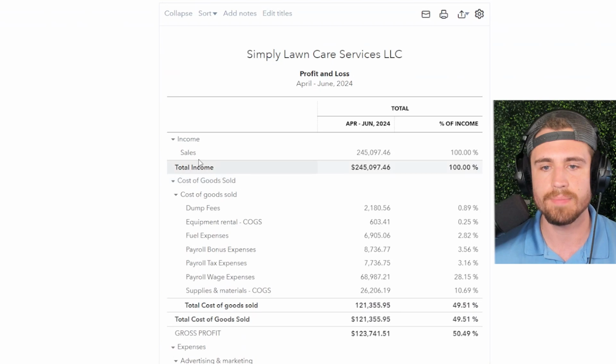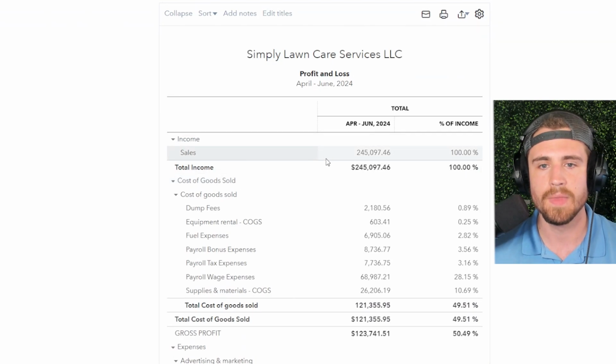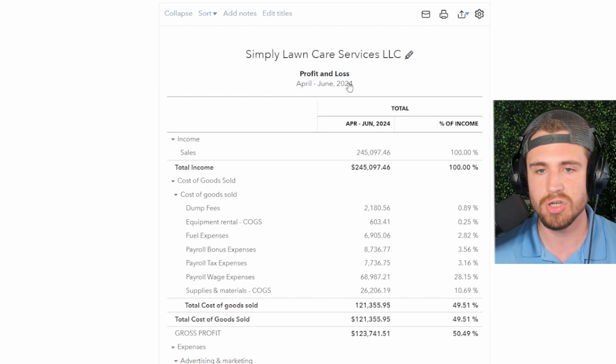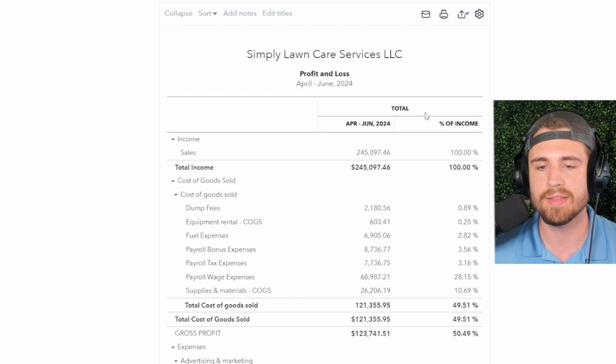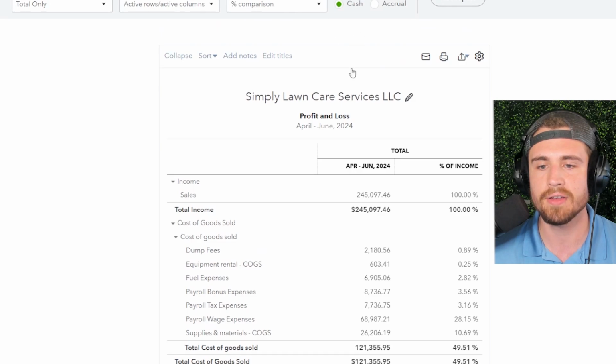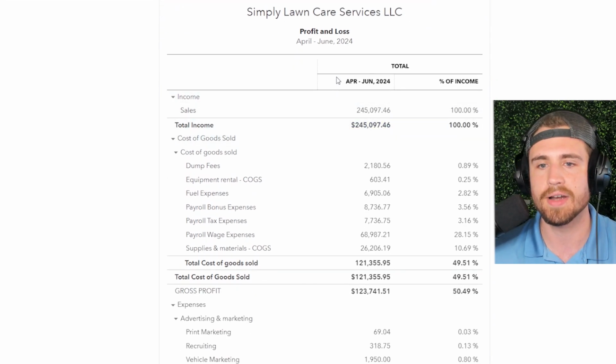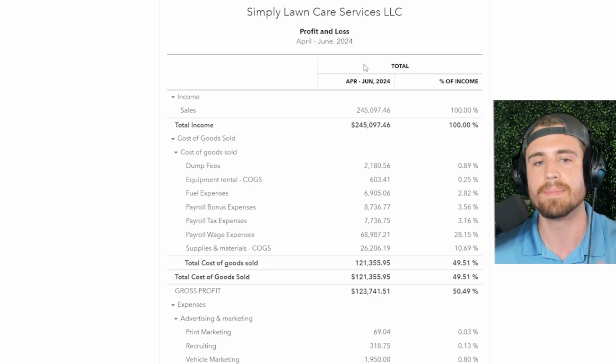I'm going to run the report and you can see here we are. So this is again quarter 2, April through June, so that it's only the money that came in and out of the business during the months of April and June. And we are using cash accounting. So this doesn't include billed work that hasn't been paid for yet. This is just the money that has hit our bank account and was paid by customers.